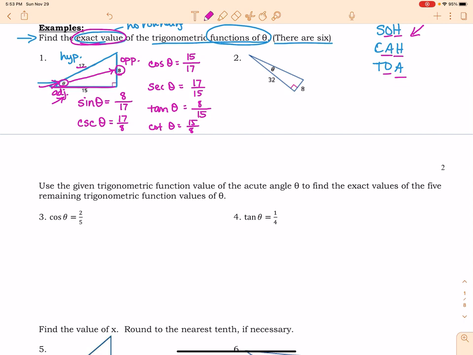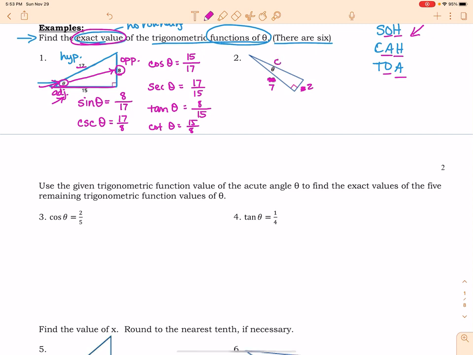Okay, so let's look at our second example. This one actually I meant to change and I just didn't do it. So we're going to change this a little bit, but don't freak out. All right, so I'm going to change this to a 7 and I'm going to change the 8 to a 2 just to make our values a little bit easier to find. Now the thing that's different about this problem is that I don't have my hypotenuse. I don't have that third side, so I'm going to use the Pythagorean theorem to find it.